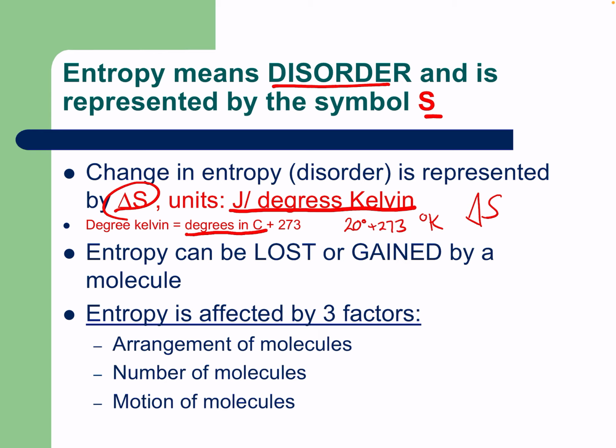So entropy can be lost or gained by a molecule. This is important here, guys. Entropy is affected by three factors: the arrangement of the molecules, the number of molecules, and the motion. We'll talk about these in detail in a second.